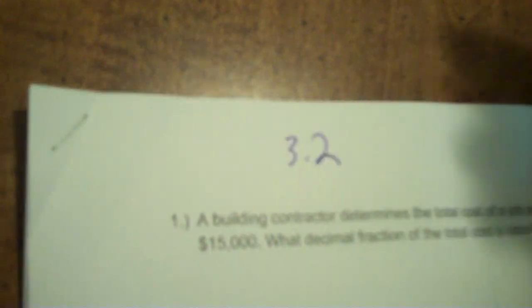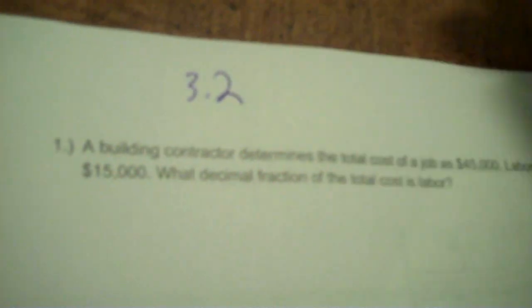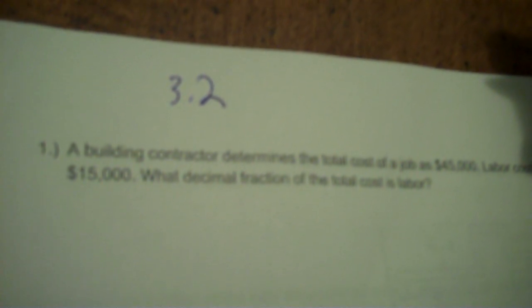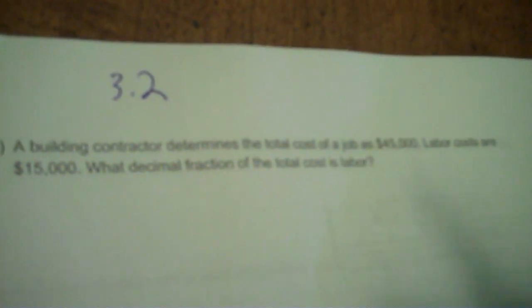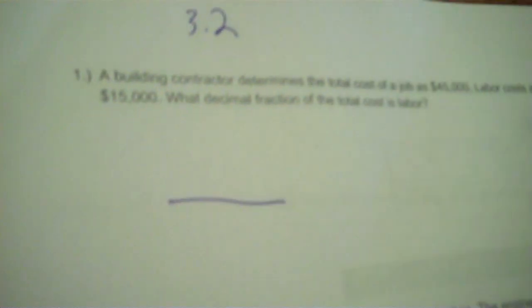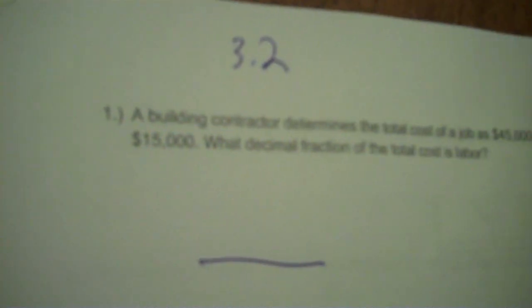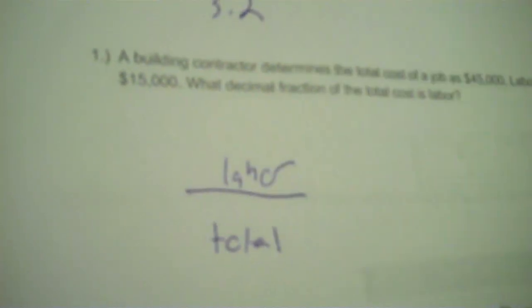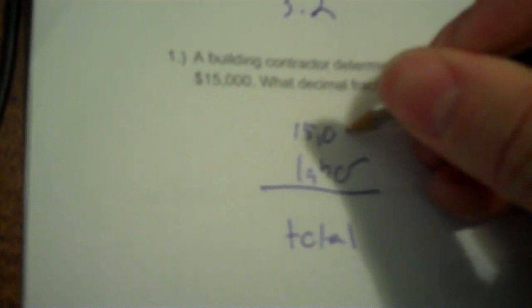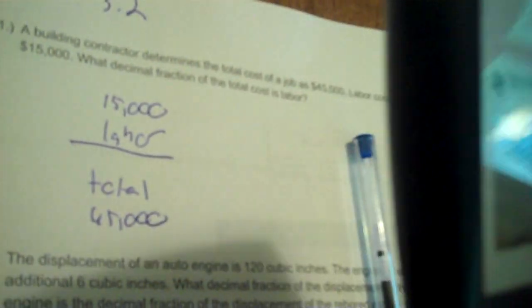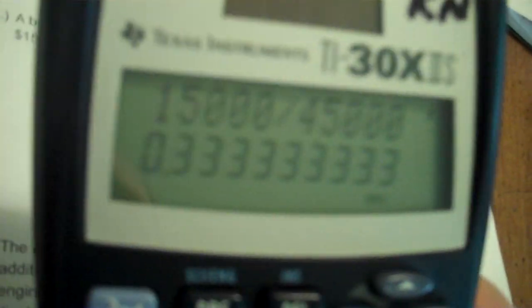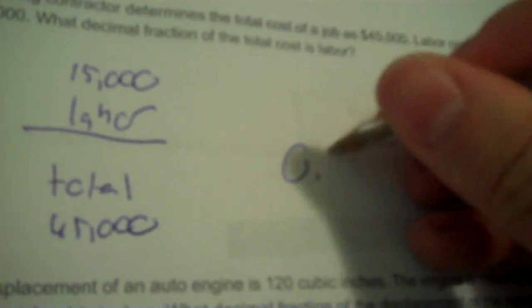Okay, here's 3.2. A building contractor determines the total cost of a job is $45,000. Labor costs are $15,000. What decimal fraction of the total cost is labor? Your answer is going to start as a fraction. Labor over the total. Well, the labor cost is $15,000, and the total cost is $45,000. Now that's your fraction, but you're going to divide it. 0.3 repeating. Okay, you can get a repeater. That's okay.